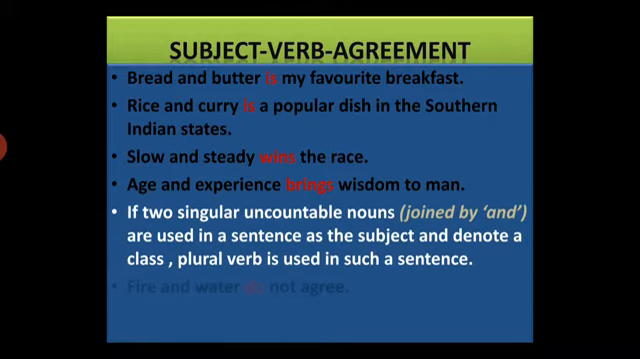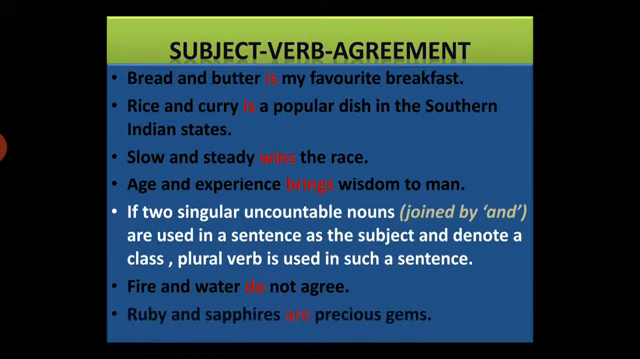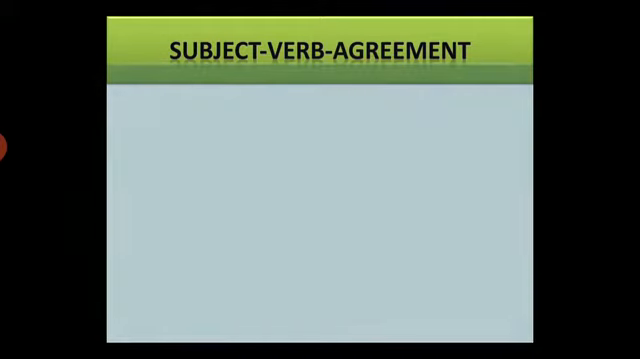Fire and water do not agree. Both the things are dangerous for life. So on this basis, they create a class. Ruby and sapphires are precious gems. So based on the fact that they are precious gems, they denote a class. So whenever we use more than one uncountable noun in the sentence and all the nouns denote a class, a plural verb is required for them. Now let's know some interesting facts.